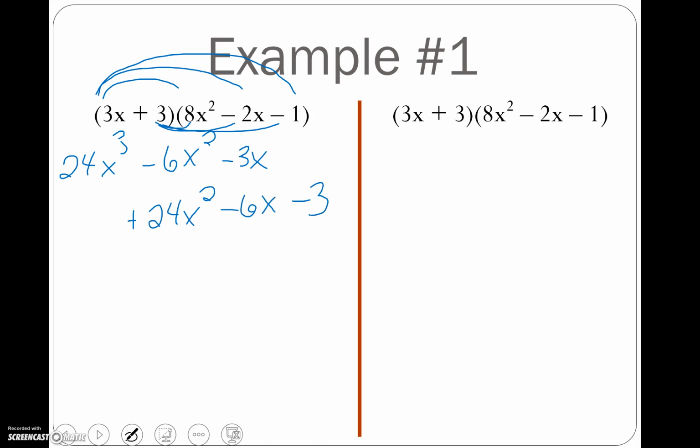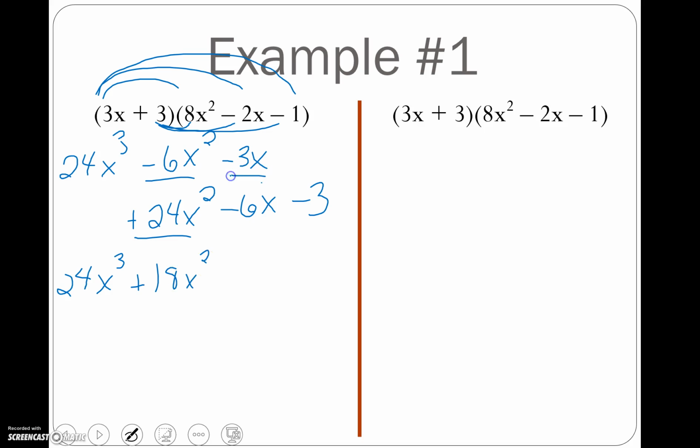So our last part of this is actually to go through and combine everything together. So we want to look at what looks alike. Now the 24x cubed has nothing that's going to be similar to it, so I'm going to go ahead and write that down. And now we're going to move on to our x squared. So I see I have a negative 6x squared, and I also have a positive 24x squared. So I'm going to combine those two together, but now I'm not doing anything with those exponents for the variables. So what I get here is a positive 18x to the second power.